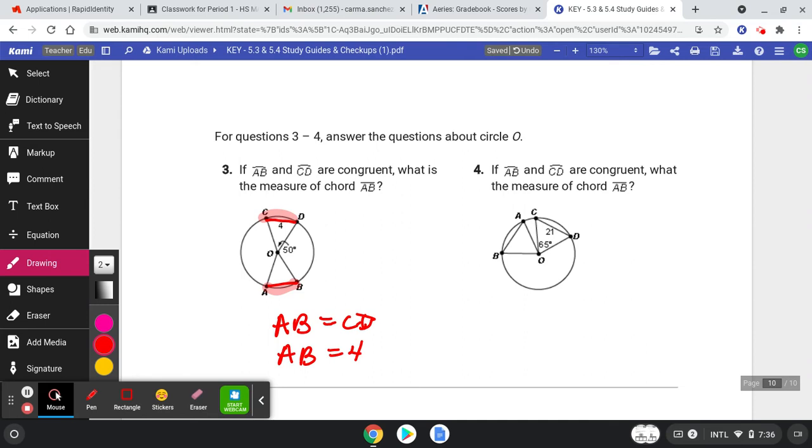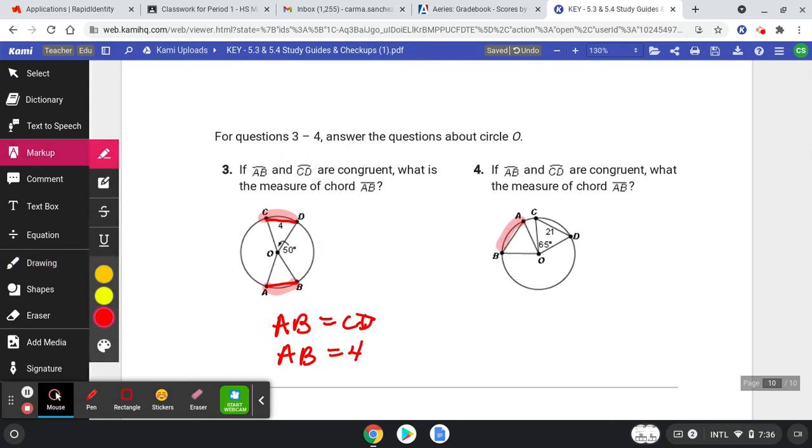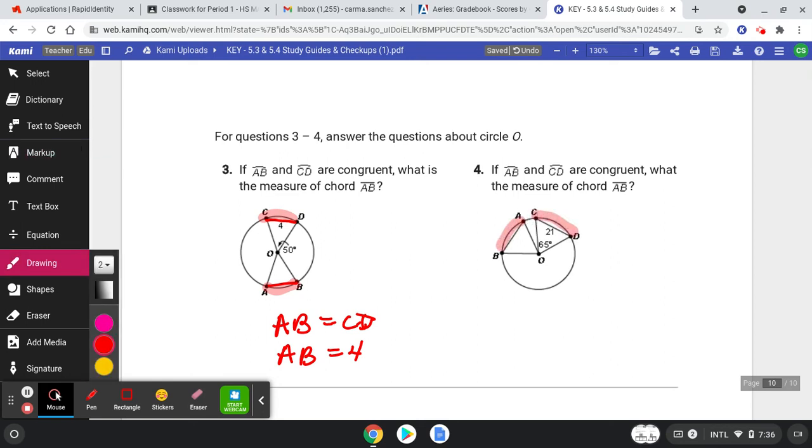If minor arcs AB and CD are congruent, so that's this guy right here, AB and CD, then what is the measure of chord AB? So they want this one right here when they've already told you this one. So you're going to say that AB is equal to CD, and therefore AB is equal to 21. And by the way, I forgot the little line segments for the chords over here.